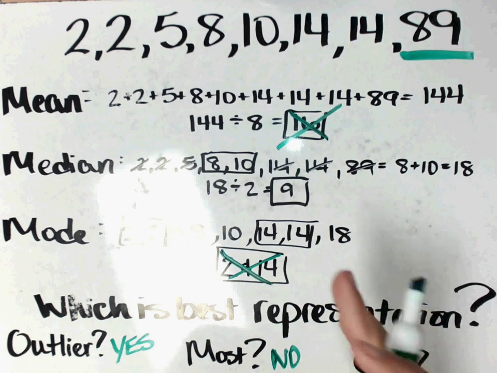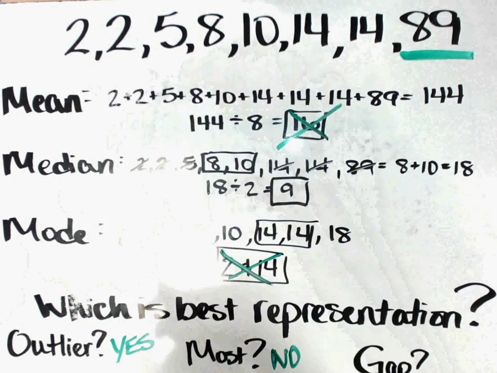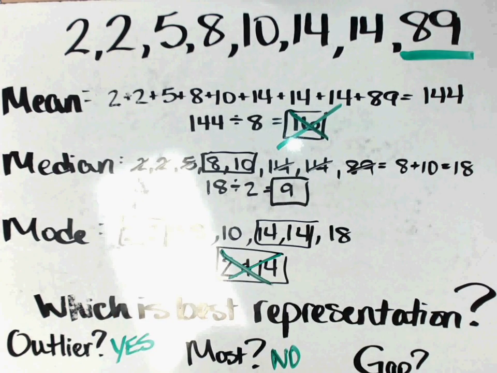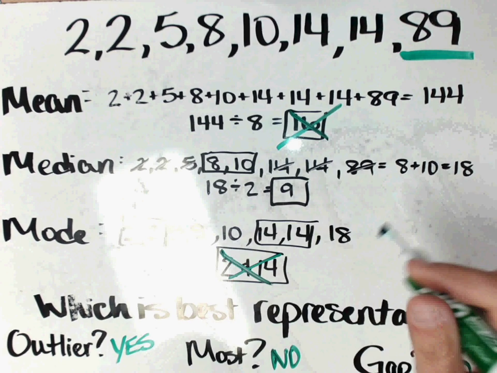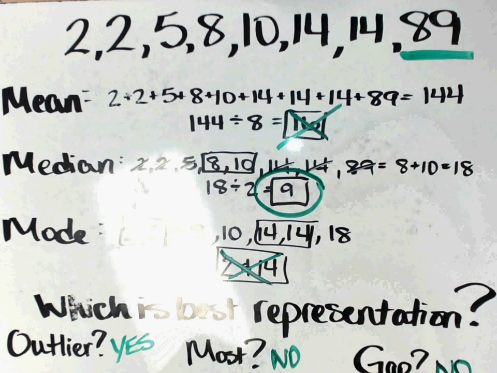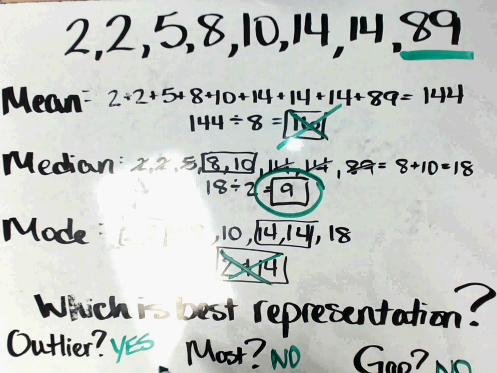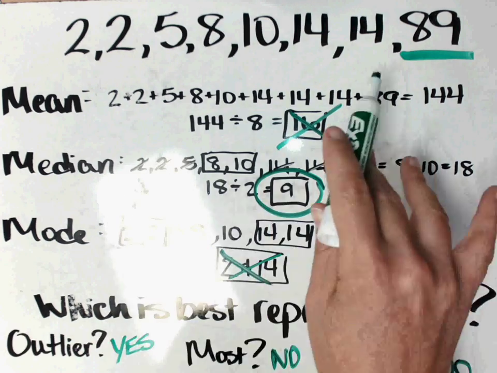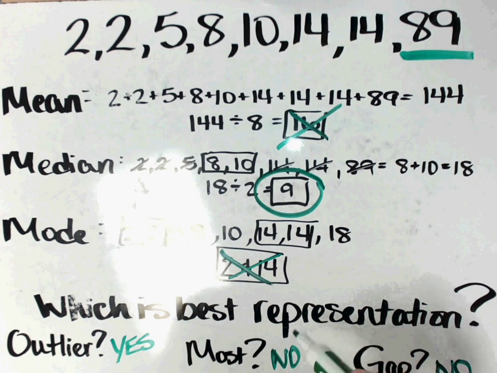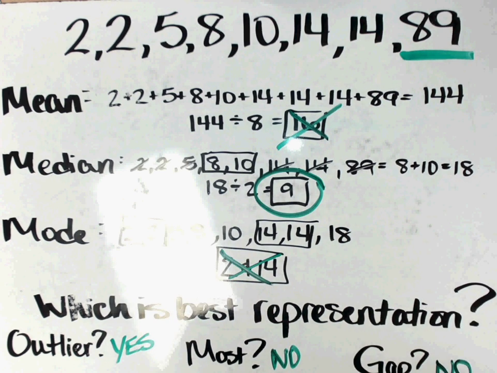Was there a large gap in the middle of the data? No. No, those are all right around each other. So no, I wouldn't say that there was a gap. So that means that our median would be the best representation of this set of data. Okay, we looked to see if there was an outlier. There was. So no, we don't want to use the mean if there's an outlier. We looked to see if there was one number that was repeated way more than all the rest of them, and there wasn't. So no, the mode was not a good representation, which means we would use our median because there was no large gap right in the middle of the data. Okay, they were all close to each other right in the middle of the data.